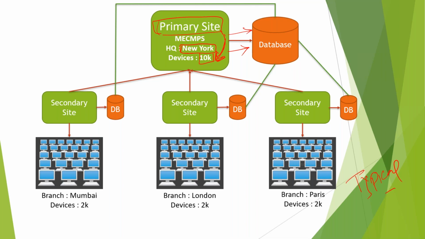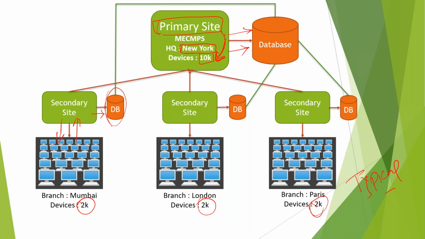Now what about the devices in Mumbai? There are 2,000 devices in Mumbai, 2,000 devices in London, 2,000 devices in Paris. The primary site cannot manage these devices, it's not possible. So we will install a secondary site, which will manage all the devices in Mumbai, collect the data and pass it on to the database.